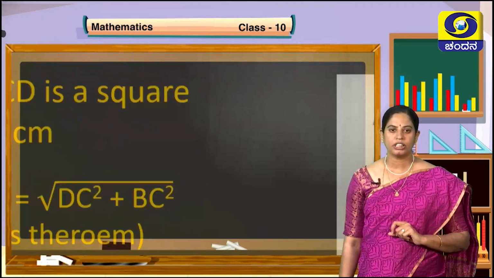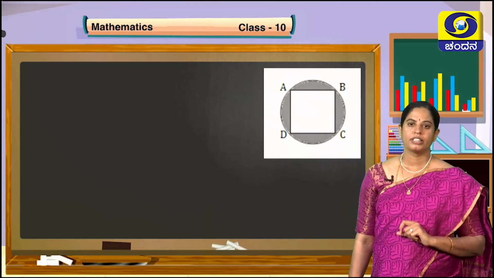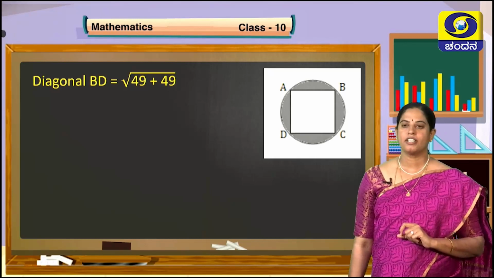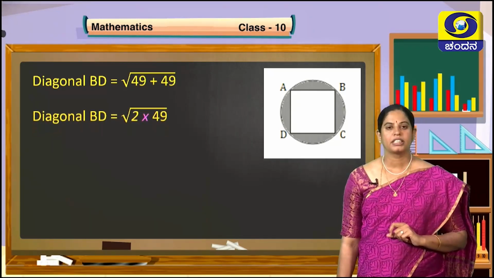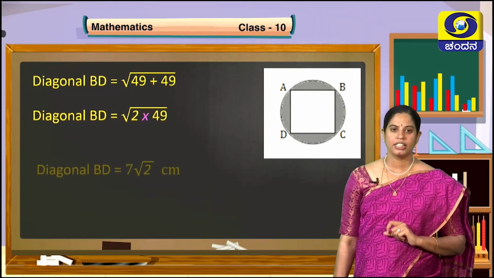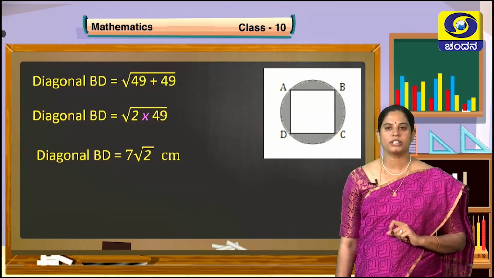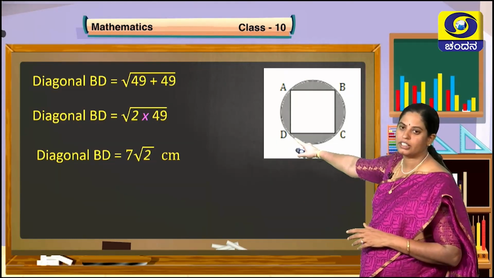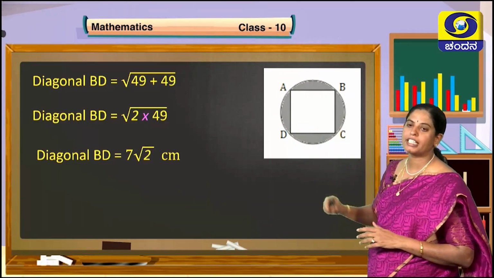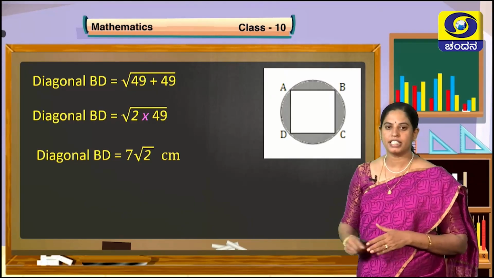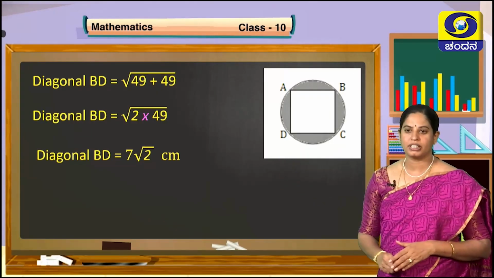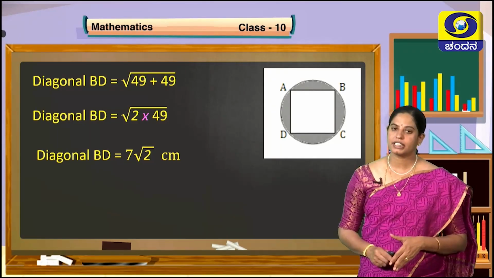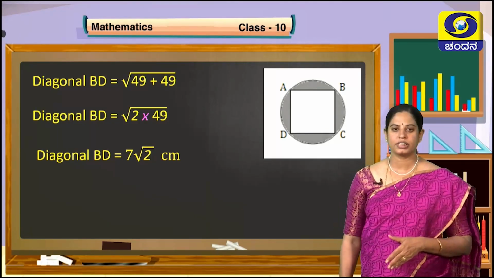square. Continuing the same, 7 square means 49 plus 49, that means 2 times 49, or 7 into root 2 centimeter. There also we discussed, whenever we discuss the diagonal of a square, it is always side into root 2 centimeter. Because sides are equal, we get side into root 2 centimeter. Here the side is 7, hence 7 root 2 centimeter.